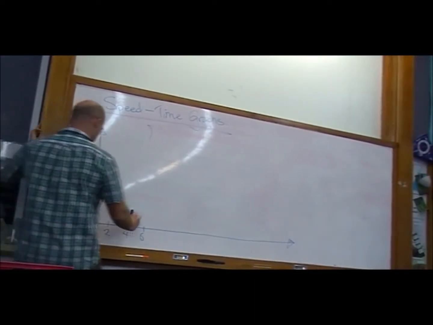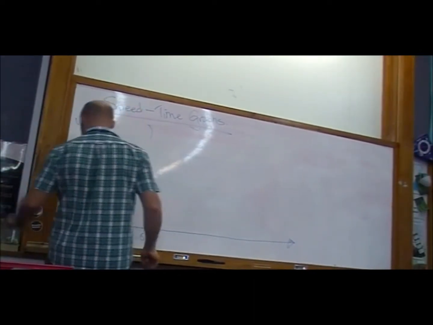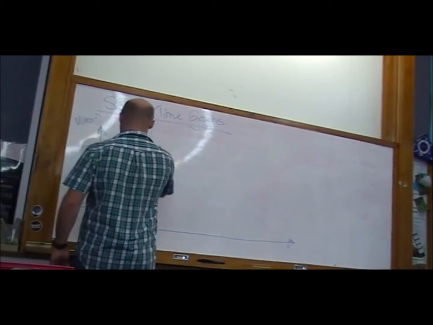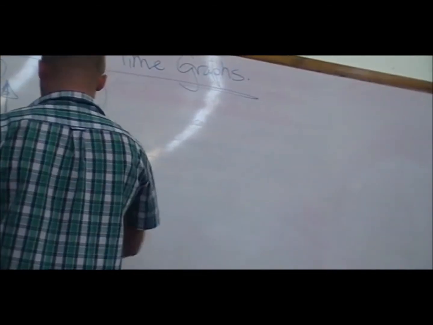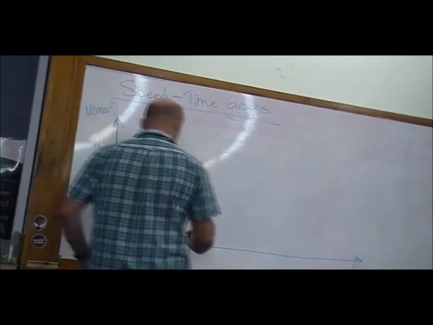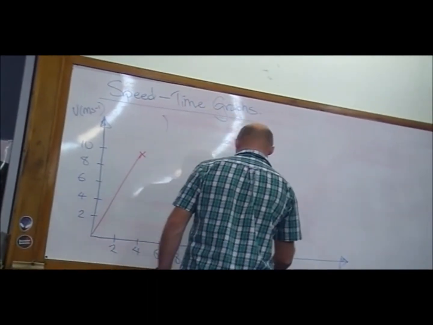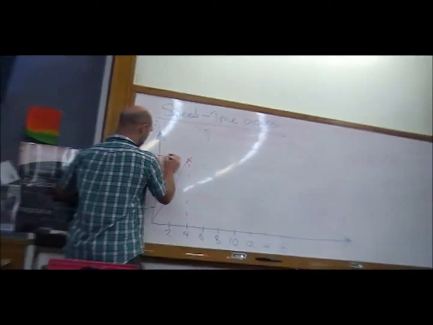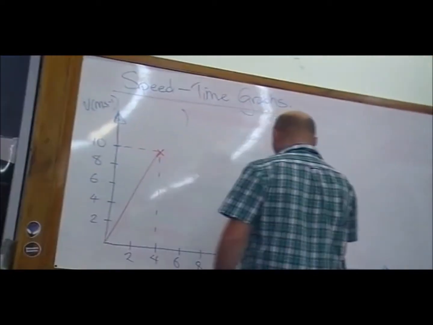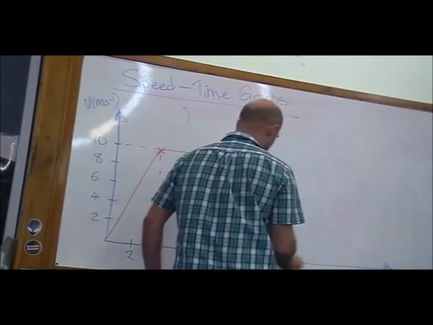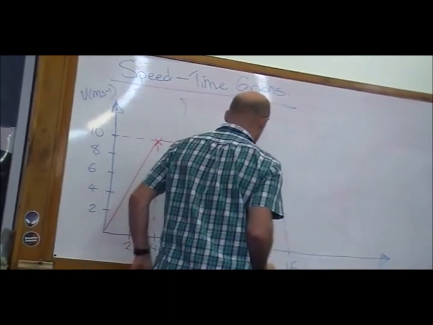So it took Pippa 4 seconds to go from 0 up to 10. And then she went at constant speed for how long? 10 seconds. So from the 4 up to the 14, she was going at constant speed, and then she decelerated.